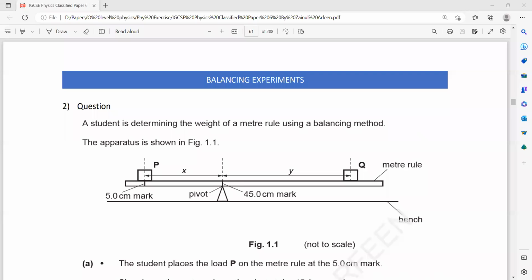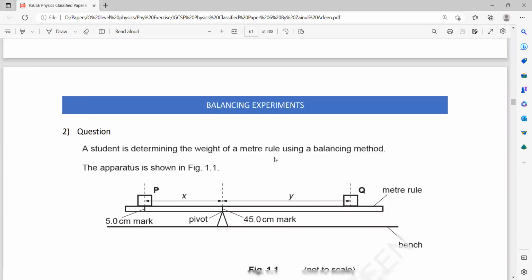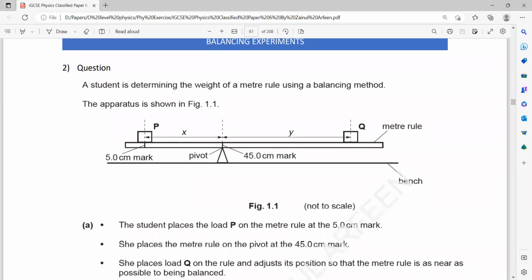So balancing experiments, question number 2. The student is finding the weight of a meter rule or a meter scale using the balancing method. The apparatus is shown in figure 1.1. So you can see this apparatus is used in figure 1.1.